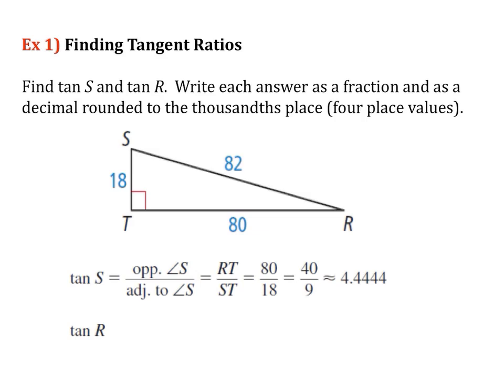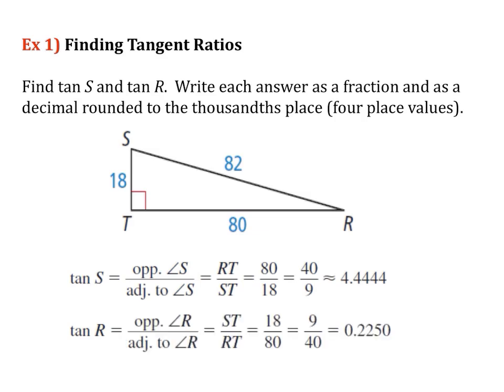All right, next we want the tangent of angle R. So again, find the angle, here it is. We want opposite divided by adjacent. So this time we want 18 divided by 80. And that simplifies down to 9/40 as a fraction. Then type 9/40 in the calculator and you get a decimal of 0.2250. So tangent of angle S is 4.4444, and tangent of angle R is 9/40, which converts to 0.2250 as a decimal.